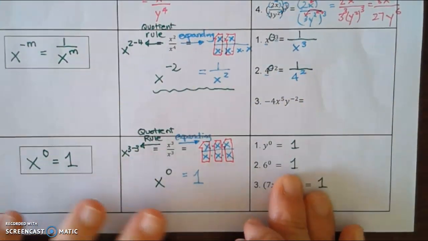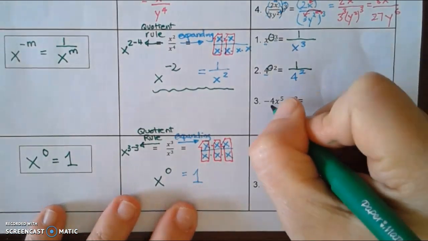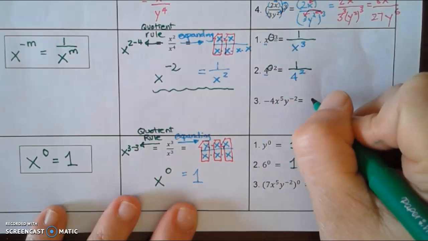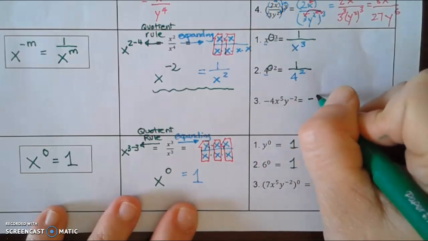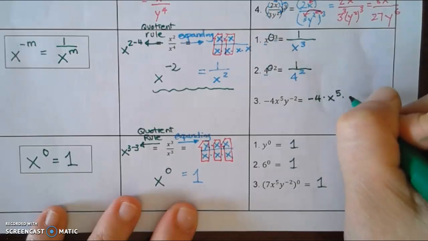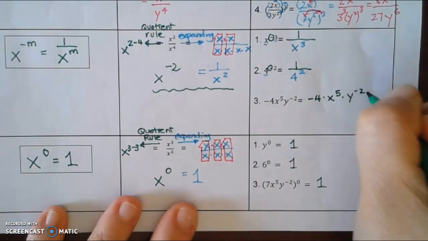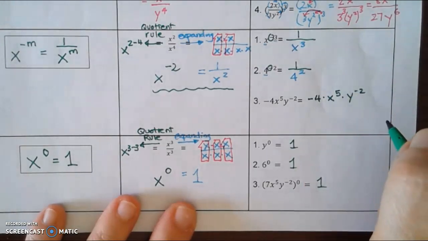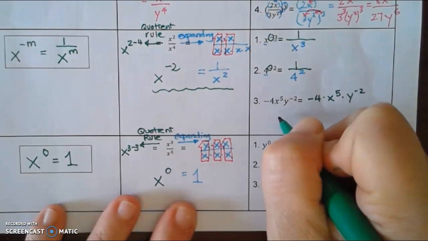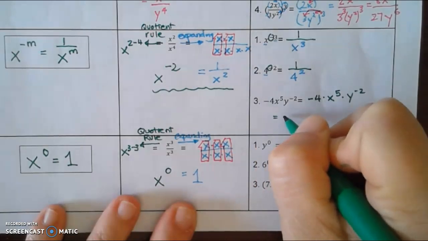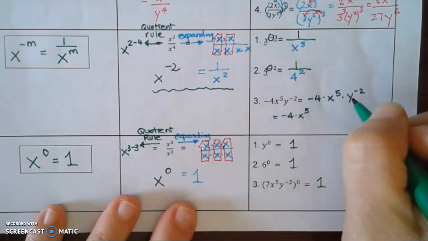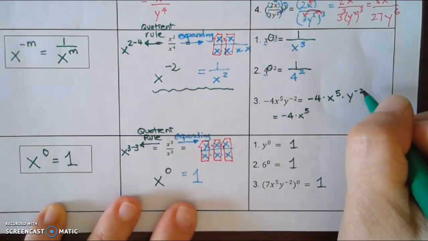All right, then number 3 is a little bit more complicated. So it's -4 times x to the power of 5 times y to the power of -2. When you see this, the best thing you should do is separate it first. -4 is being multiplied by x to the power of 5, is being multiplied by y to the power of -2, so that you know which is which. Okay, so -4 is being multiplied by x to the power of 5. Well, -4 multiplied by x to the power of 5, we can't do much with that. But what about y to the power of -2?